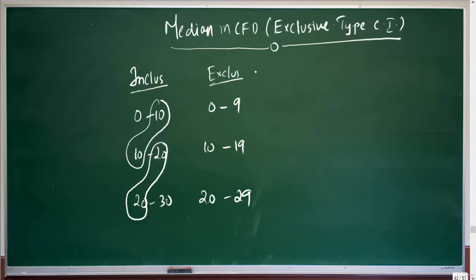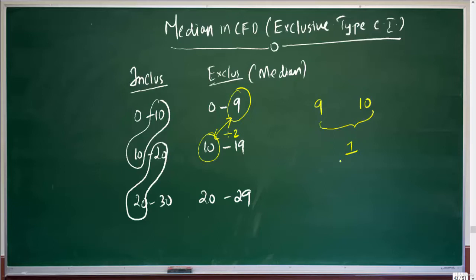So if you want to find median for exclusive type class intervals, you have to do certain modifications. What is that? First, identify the higher limit in a class interval, then the lower limit in the next class interval. Find the difference between these two, and that difference should be divided by 2. So in this case, the higher limit is 9 and the lower limit is 10. The difference between these two is 1. This 1 should be divided by 2, so you get the value as 0.5.